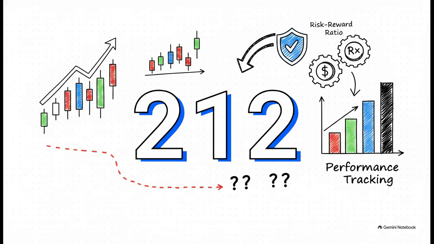But there is a catch here. The system is only as good as the data you feed it. Our source material highlighted a case with 212 historical trade rows imported without a single stop loss entered. If you don't go back and fill those in, the system literally cannot calculate your crucial risk-reward ratios, or R multiples. Your performance tracking absolutely relies on complete data.